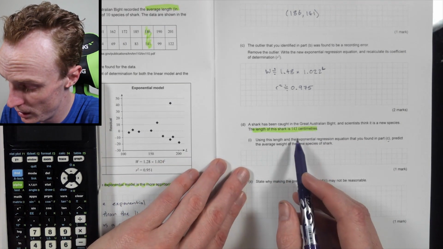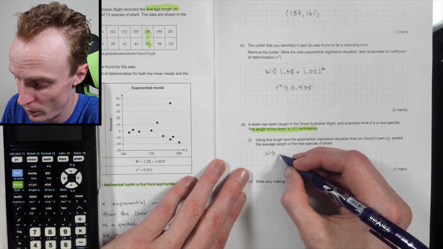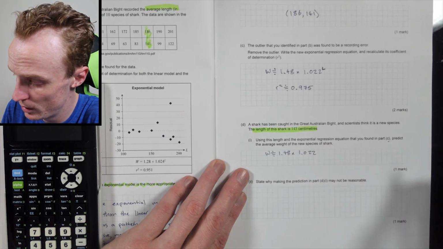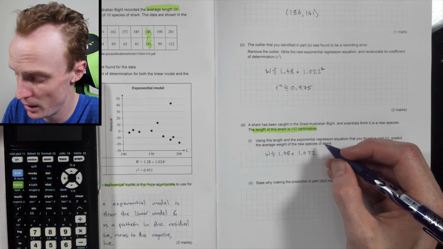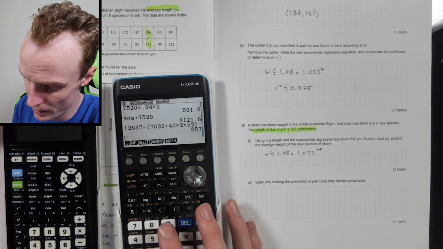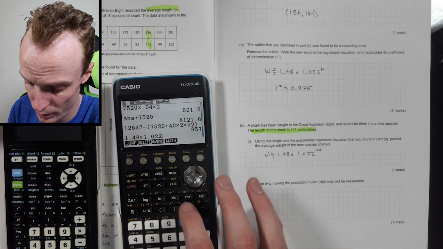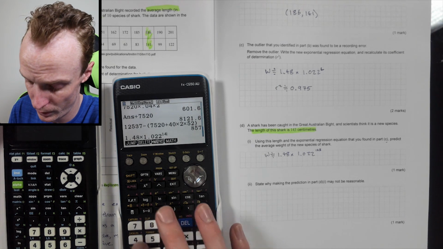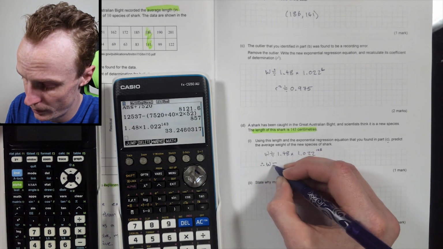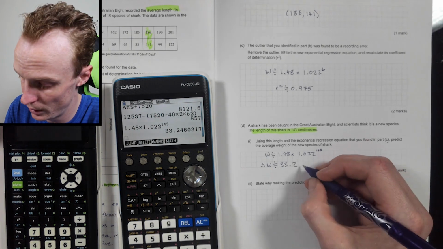So what I want here is to substitute 143 for my L. So my W is going to be approximately equal to 1.48 multiplied by 1.022 to the power of 143. That was in centimeters, wasn't it? Excellent. And then you just chuck this in your calculator: 1.48 times 1.022 to the power of 143. So therefore the weight will be approximately equal to 33.2, and that was in kilograms.